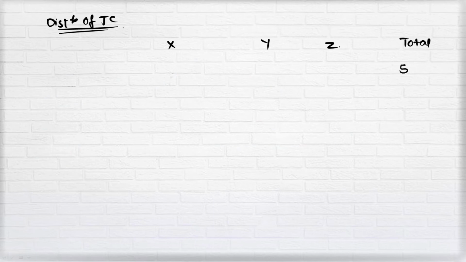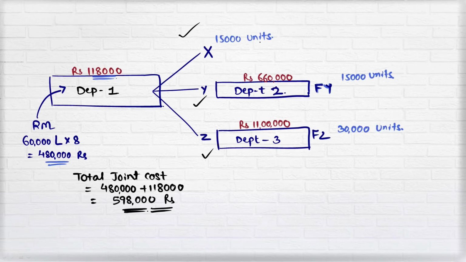Total is 5,98,000. And we cannot use number of units. If number of units were to be used, think and give me the answer. Will we take number of units sold or number of units manufactured? Should we take number of units sold or number of units manufactured? I have written just manufactured. What do you think? Why not sales?